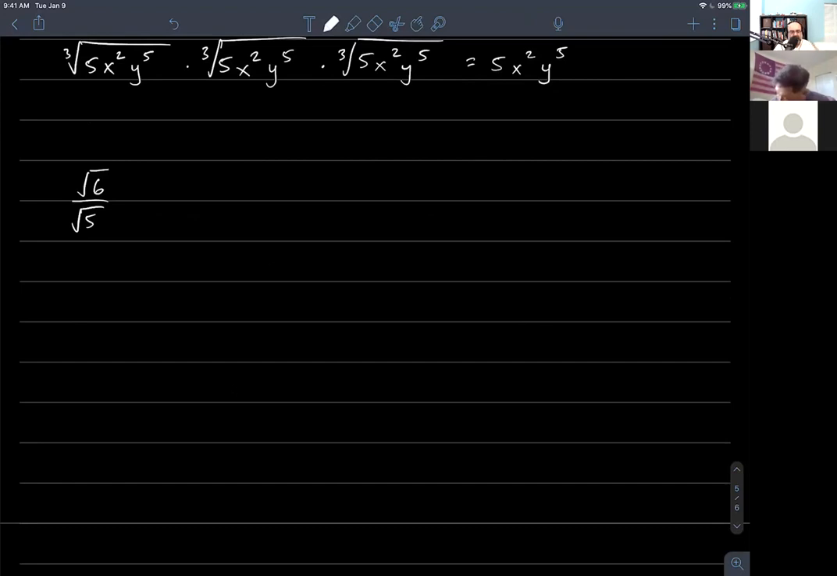Here is where you have to remember one basic idea. We don't want radicals in the denominator. Can we have radicals in the numerator? No problem. But when you have a fraction, it's not appropriate to have radicals in the denominator.